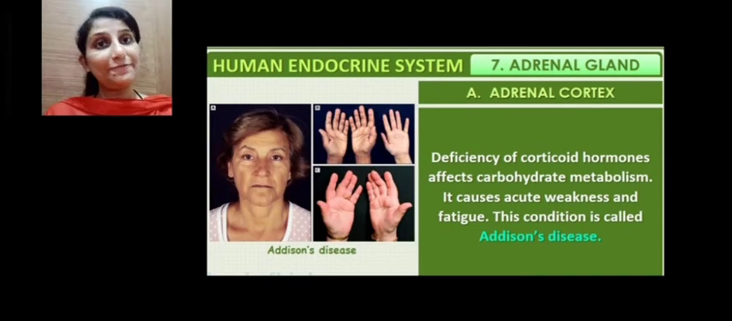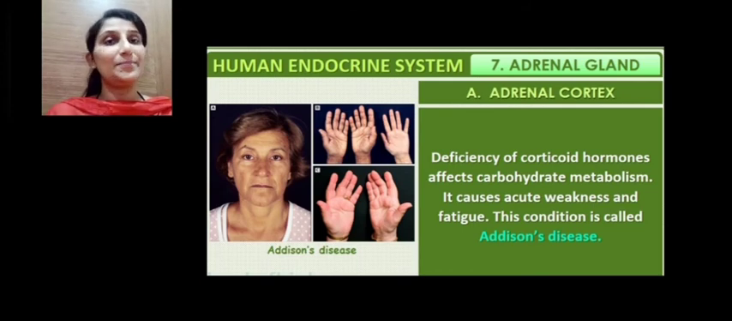Whenever there is a deficiency of these corticoids, it affects the carbohydrate metabolism. We learned that the main function is to bring about carbohydrate metabolism. So the carbohydrate metabolism is affected when there is a deficiency of these corticoids, and it causes acute weakness and fatigue. We feel very weak, and this condition is called Addison's disease.